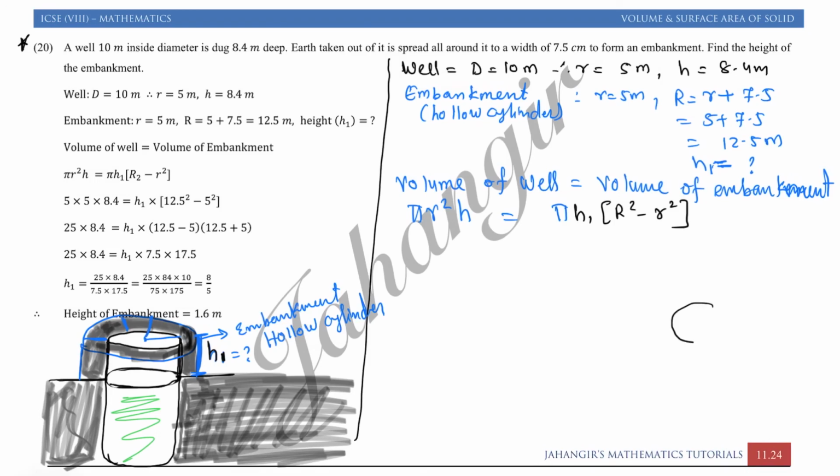It's like this if you will see from the above: well, तो this is the well है अंदर, और फिर mud is spread all around it at a thickness of 7.5 meter. So this part is the small radius, which is 5 meter, and if you add 7.5 meter to it, it will become the bigger radius.